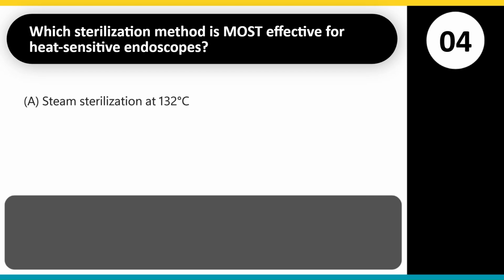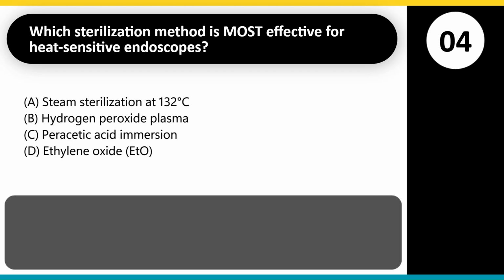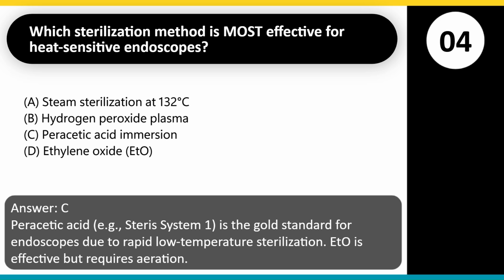Which sterilization method is most effective for heat-sensitive endoscopes? A. Steam sterilization at 132 degrees Celsius. B. Hydrogen peroxide plasma. C. Peracetic acid immersion. D. Ethylene oxide, ETO. Answer, C. Peracetic acid, e.g., Steris System 1, is the gold standard for endoscopes due to rapid low-temperature sterilization. ETO is effective but requires aeration.